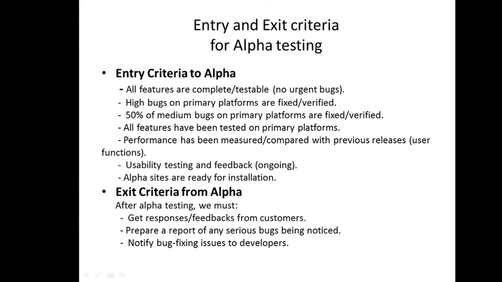Now, what are the entry and exit criteria? Right? All the features are complete and testable. That means no urgent bug is there. Right? That means system testing we have completed, starting with acceptance testing, and the first one is alpha testing. So all the features must be completed and testable.